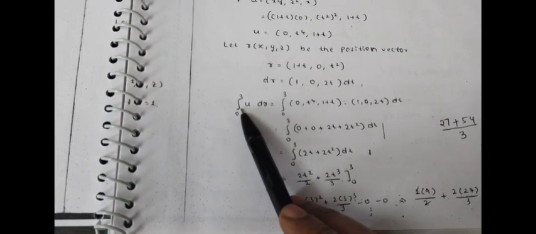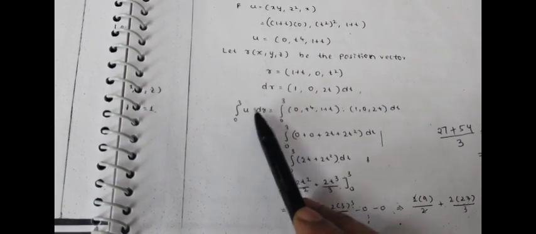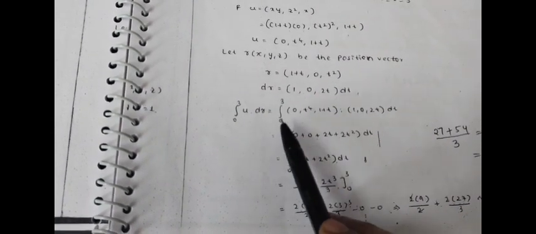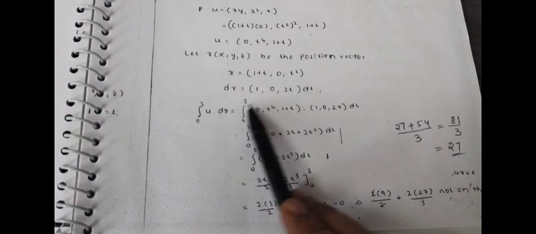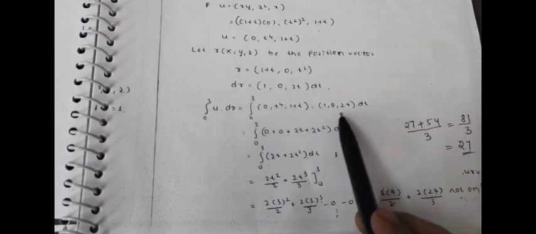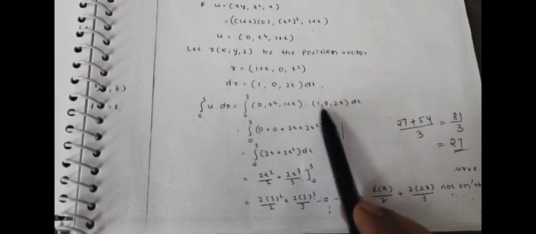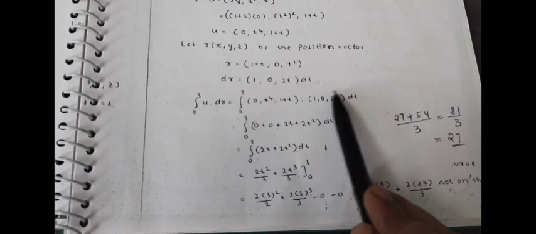Again similar, what is that? Line integral, integration u dot dr is nothing but what, girls? 0 to 3, u means this one into dr means this. Again take dot product, means x term into x term, 0 into 1, t power 4 into 0, 0, third term into third term. Again you can get in terms of t, that is 2 into t.